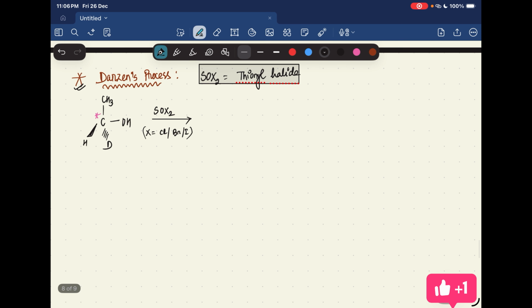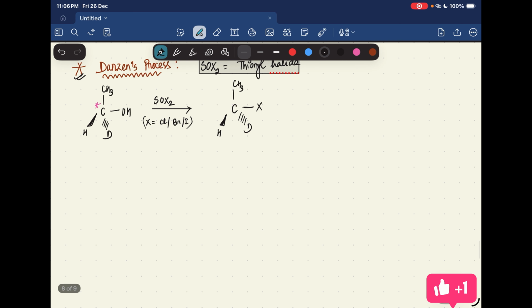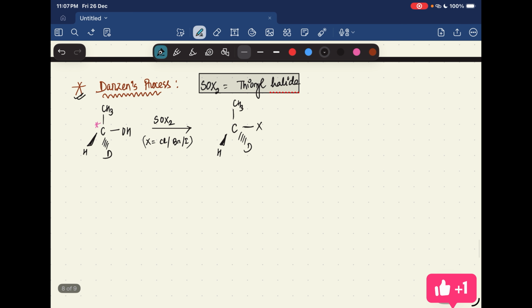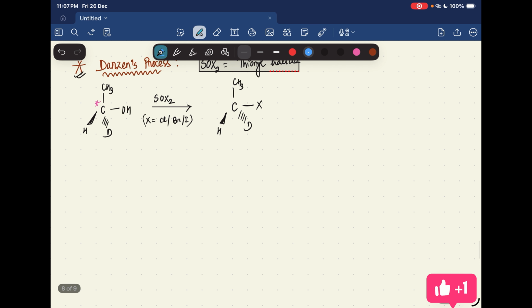This is the SOX2 and the corresponding product will be like this: C, here CH3, hydrogen, deuterium, and here X. Now this is the synthesis of an alkyl halide compound, or we can say halogen compound. So we have to write some important points about it, so let us write that.